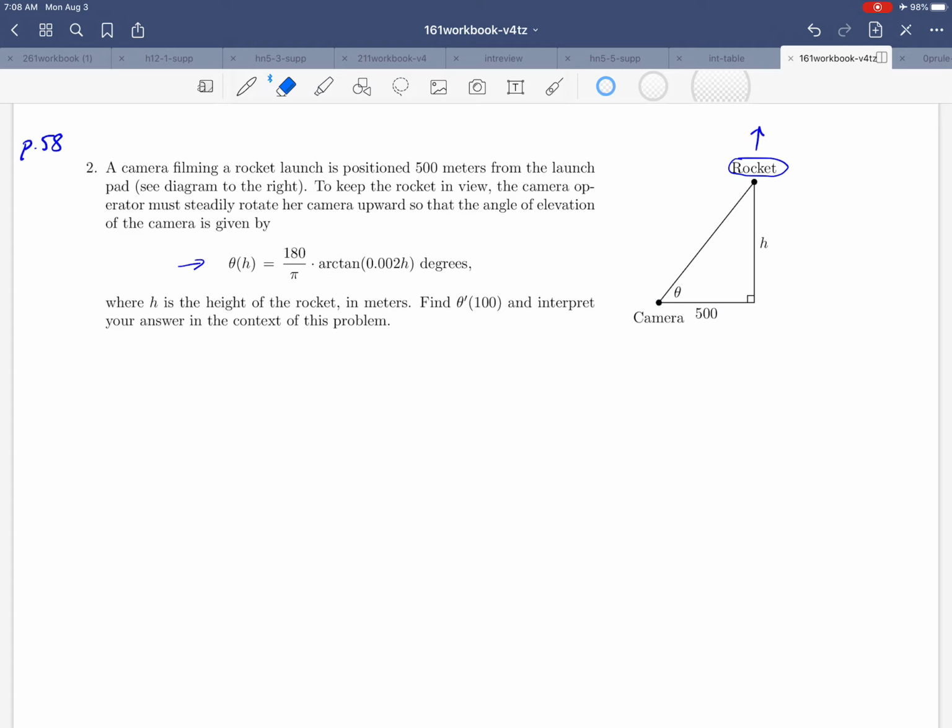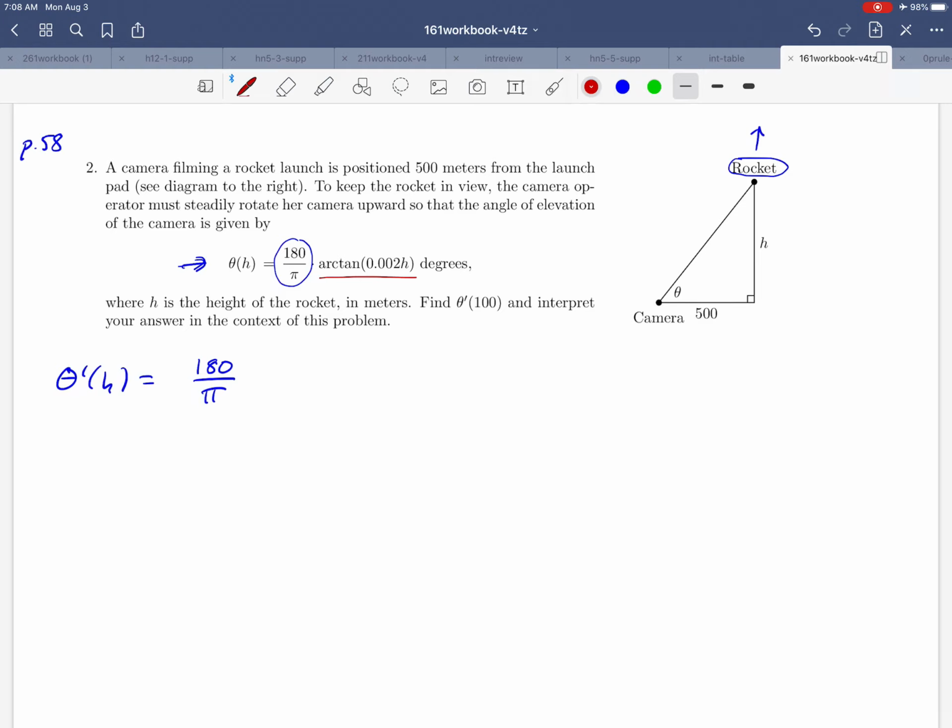Let's find a formula for the derivative just to get us started. So theta prime of h means that we're going to be taking the derivative of this function that they gave us. Notice first that 180 over pi is a constant, so we can just factor that constant to the side and worry about taking the derivative of the arctangent of 0.002 h part of this.